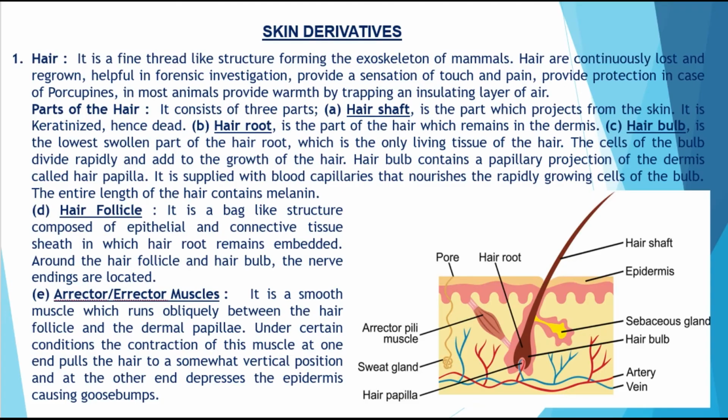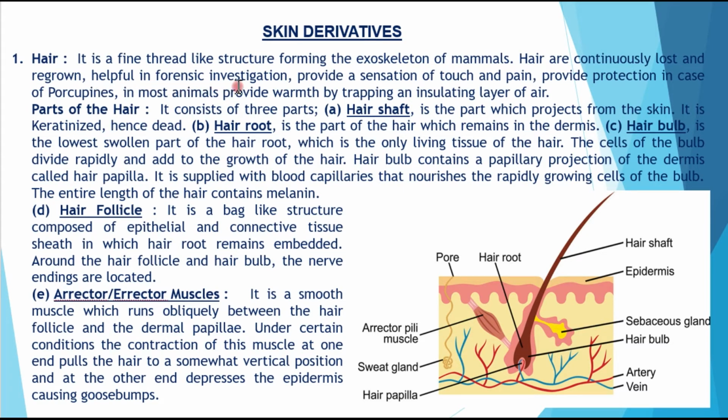Now, next we will come to the skin derivatives. The first skin derivative that we are going to talk about is the hair. It is a fine thread-like structure forming the exoskeleton of mammals. And this hair is continuously lost and regrown.